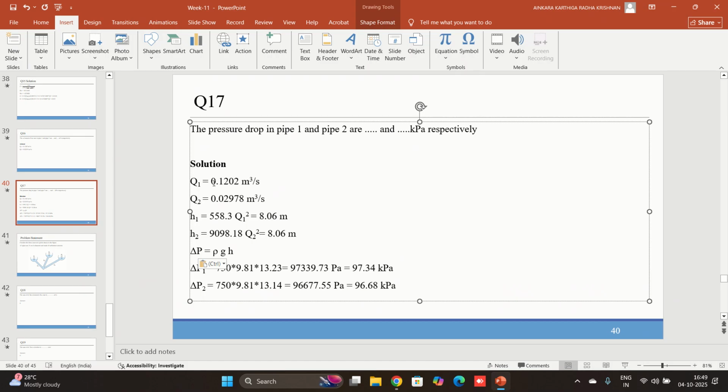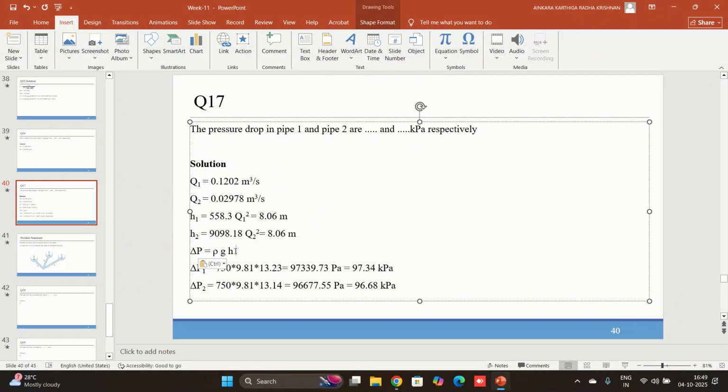9098.18 into 0.02978 square, that is again 8.06 meters. So H1 and H2 we calculated. This expression which we are using here, these two are what we obtained from the previous question. So we are doing direct substitution only.